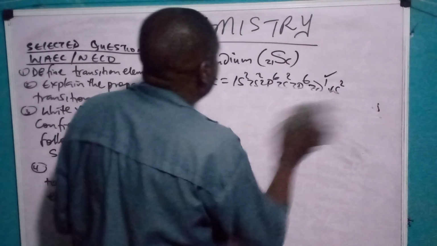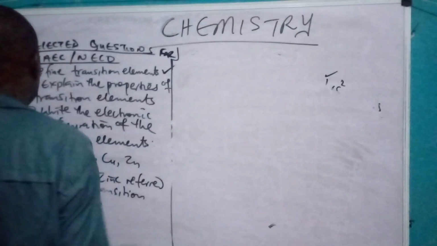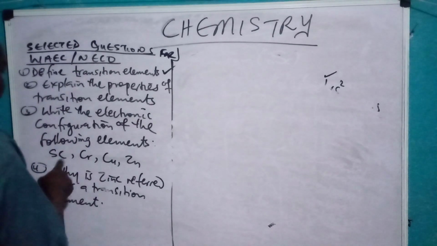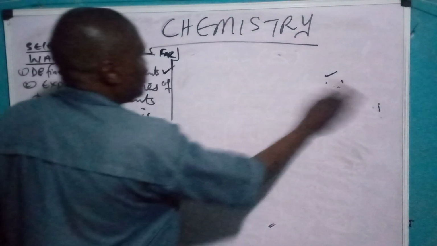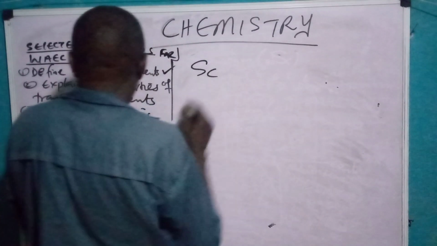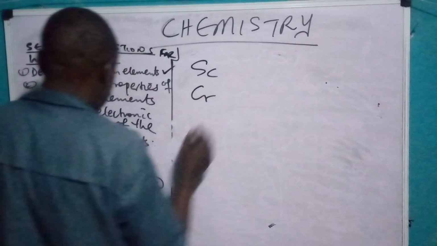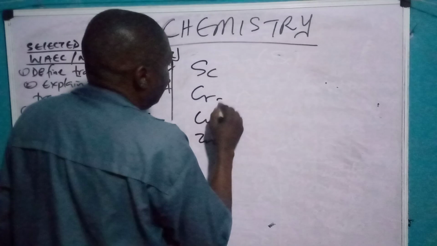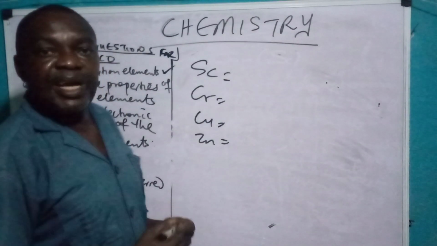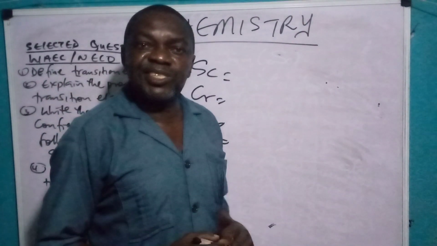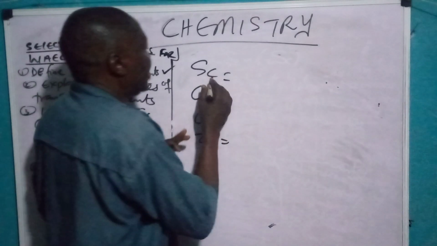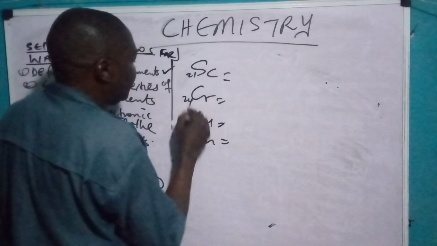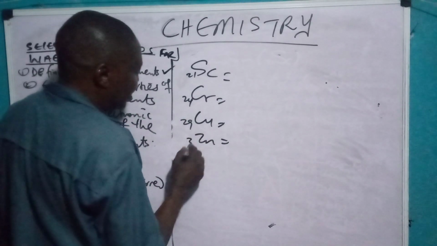So let's go to the next question. The next question says, write the electronic configuration of the elements scandium, chromium, copper, and zinc. We are told to write. While I'm writing, I will also explain it so that you know it in detail. Now, scandium is what we wrote before. This is 21, this is 24, this is 29, and this is 30.